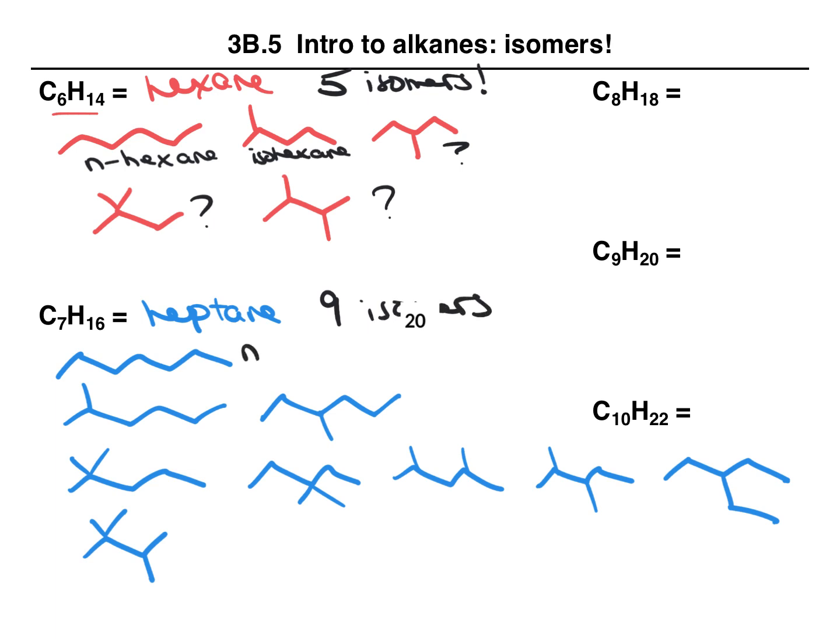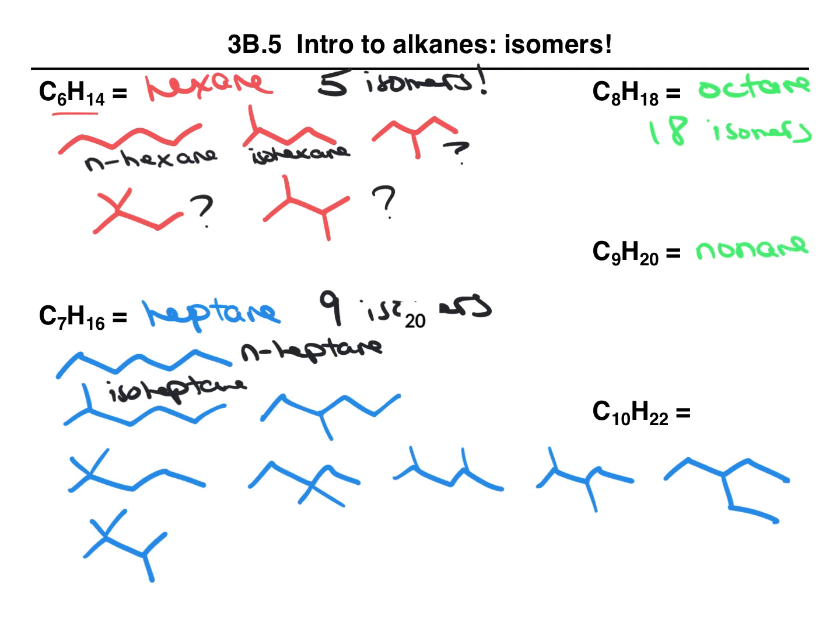We know this one would be n-heptane. This one would be isoheptane. But then we have a whole lot of question marks. If we look at C8H18, this would have the parent name of octane. Here we have 18 isomers. With C9, nonane, we have 35 isomers. And with decane, we have 75 isomers.